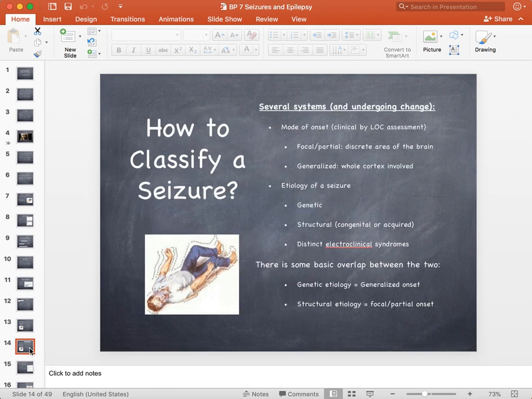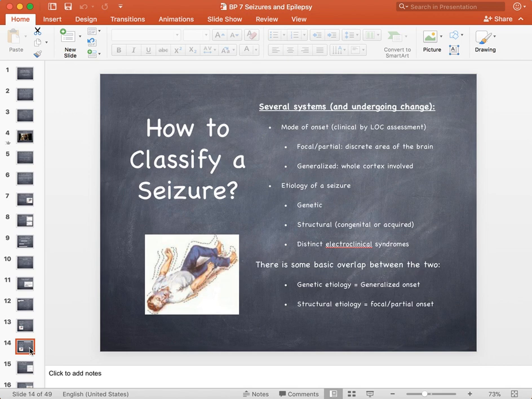All right. So, how do we classify seizures? There's a couple of systems, and it's currently undergoing change. Very recently, there was a change in terminology. We are going to use the old terminology because it's still pretty universally known, and I won't really reference the new one, but note that as you go through this year and next year, you might see the new terminology gain more acceptance.